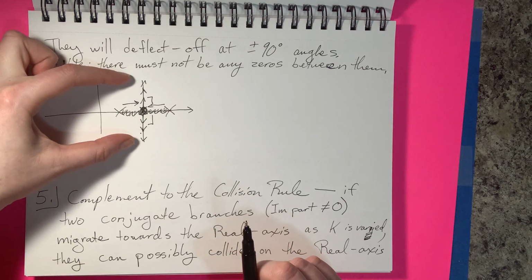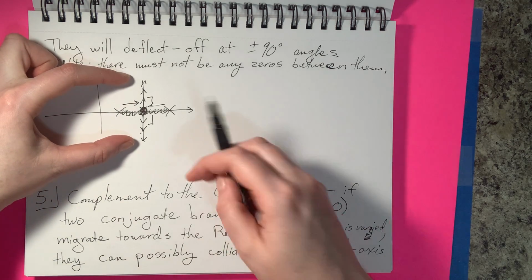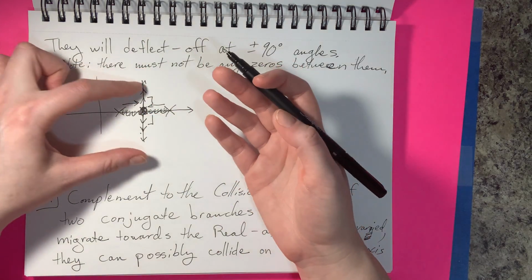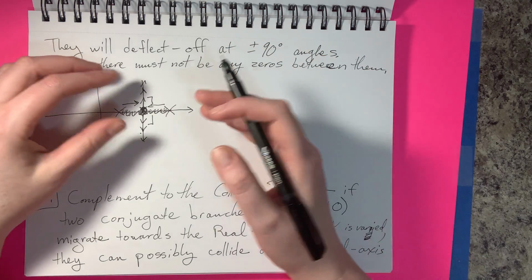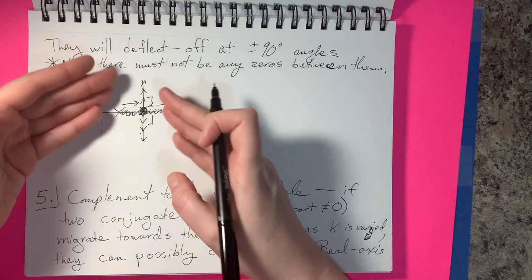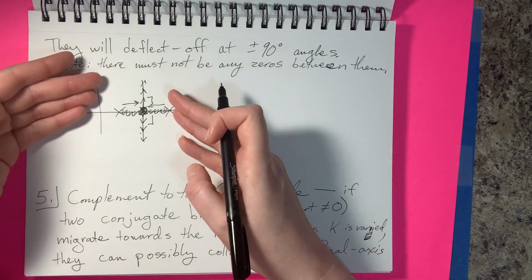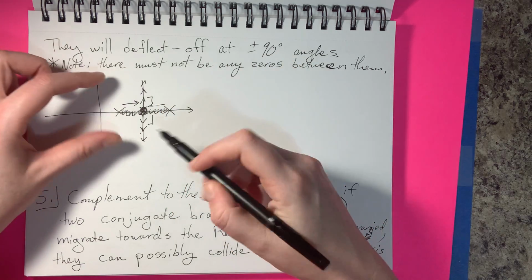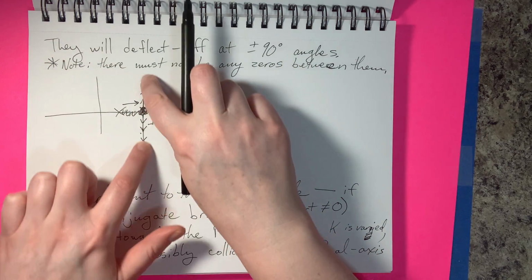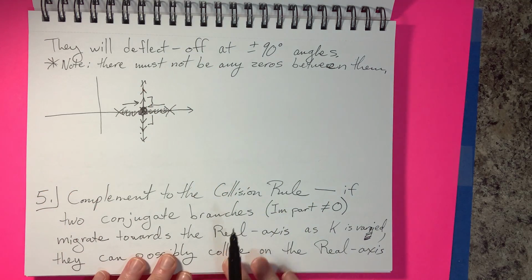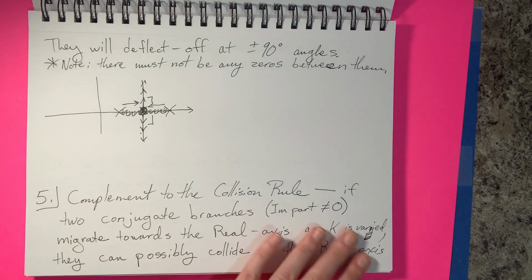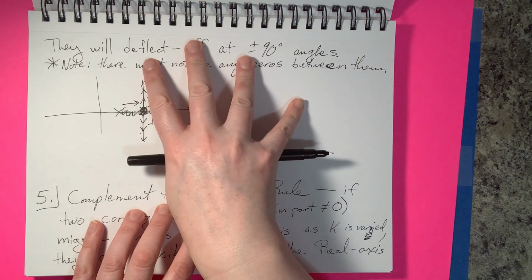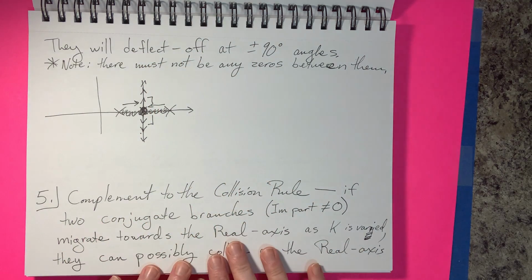You could have a complex pair of zeros, say, or just another zero somewhere else. This could be part of a larger root locus plot, but anyway, they deflect off just like this. Okay, this is a complement to the collision rule. So this was for the real axis. This is for the complex axis.